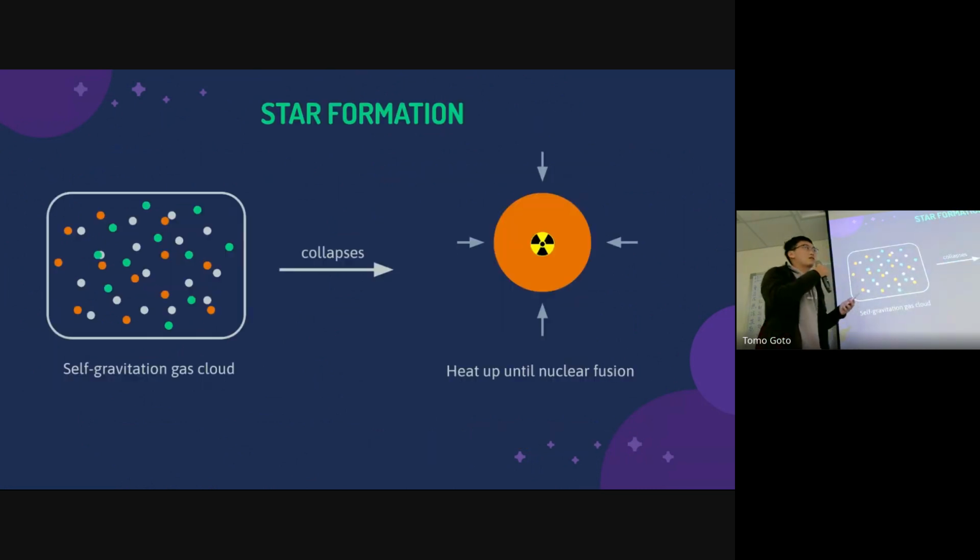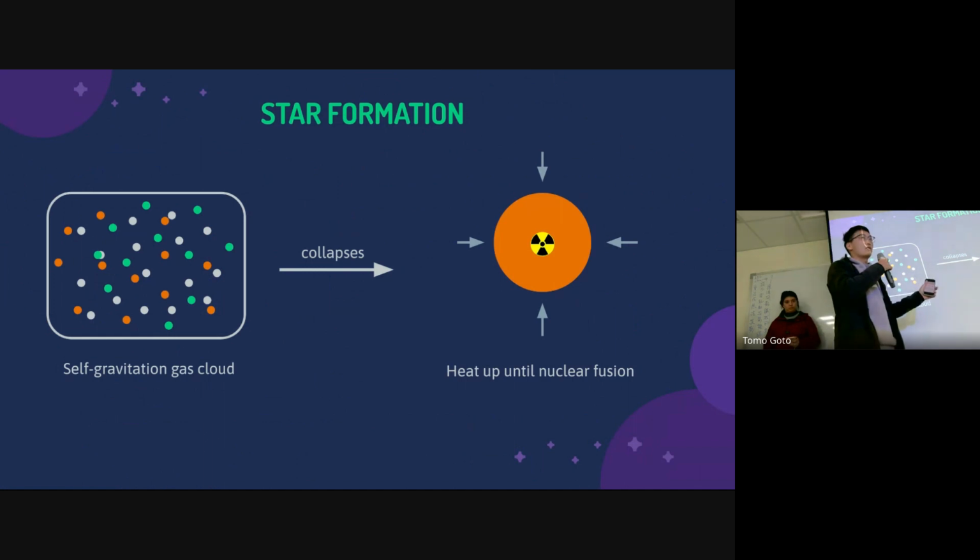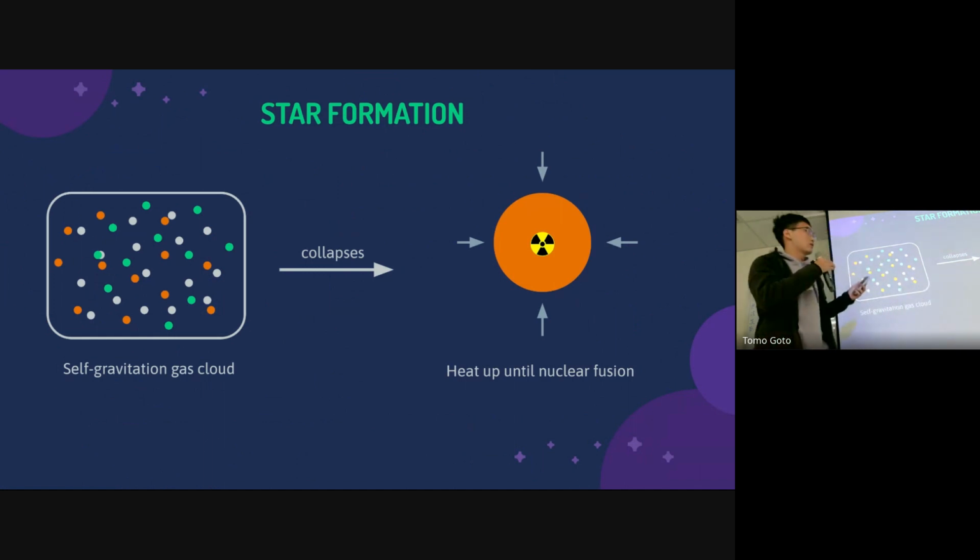So how does star formation work? If we have a self-gravitating gas cloud, when it starts to collapse, it will heat up until nuclear fusion begins. And so we're going to talk about when it will collapse.